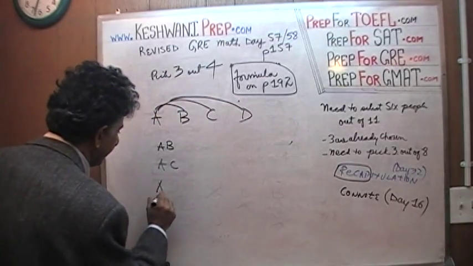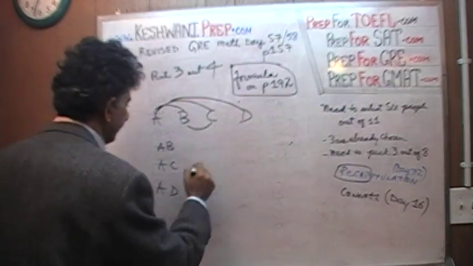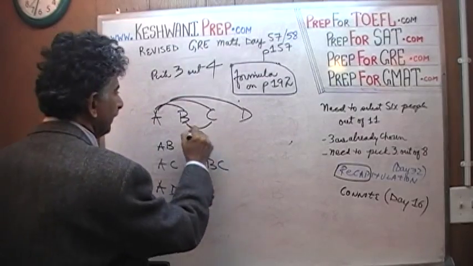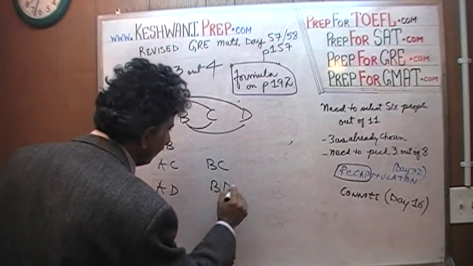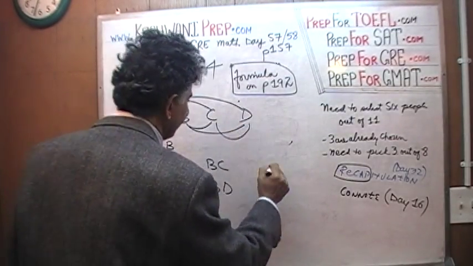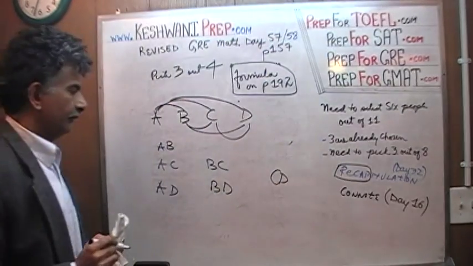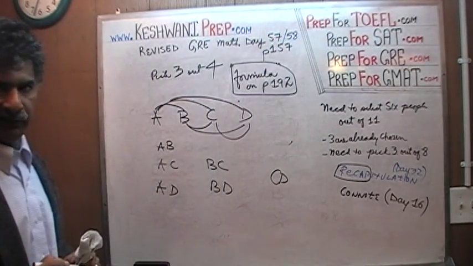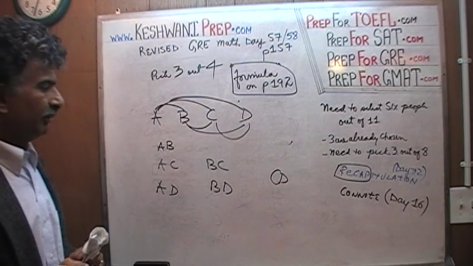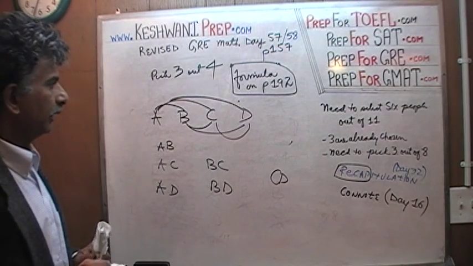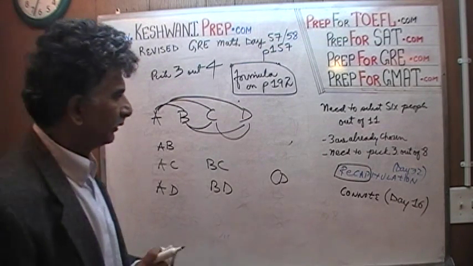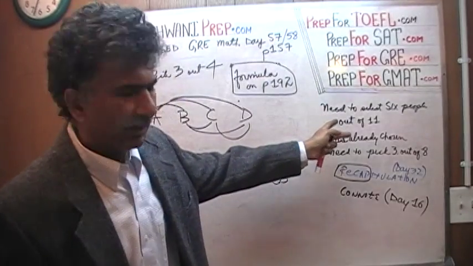We can have AD, we can have BC, we can have BD, or finally we can have CD. There are 6 different ways. And of course we learned before, and I'm repeating myself over and over again, I really need the room, so I'm going to erase all of this. This is what I wrote yesterday.